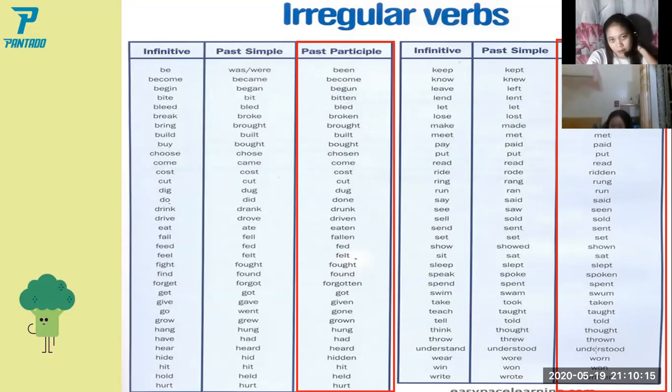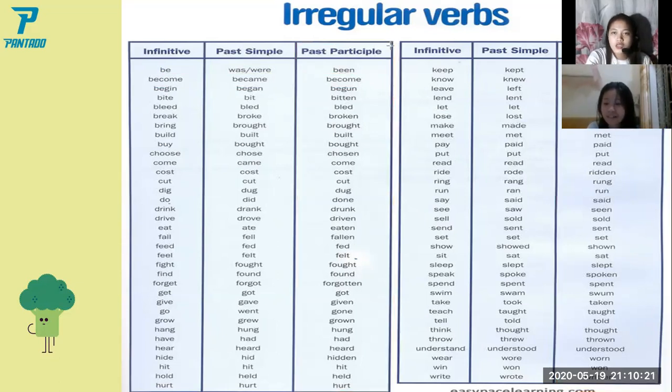So these are the past participles of the irregular verbs. Irregular verbs are a lot. So you must familiarize yourself. I will save this first so you can familiarize. Okay, very good. Let's move to the next.